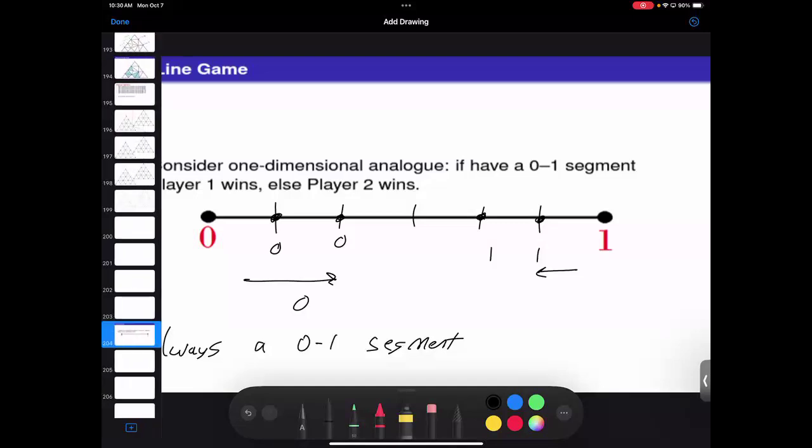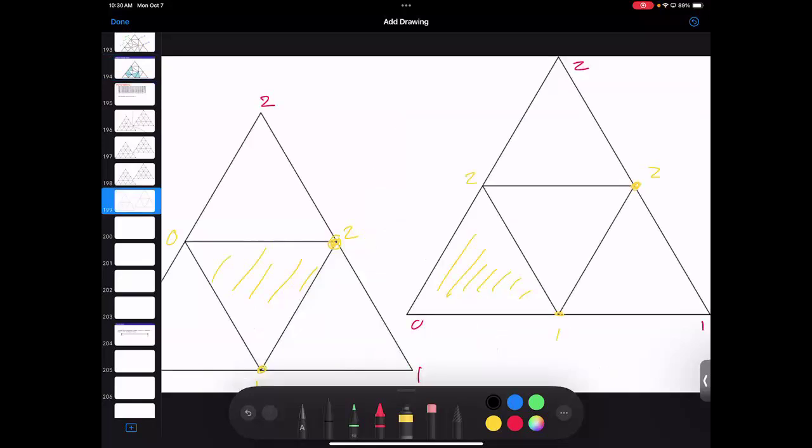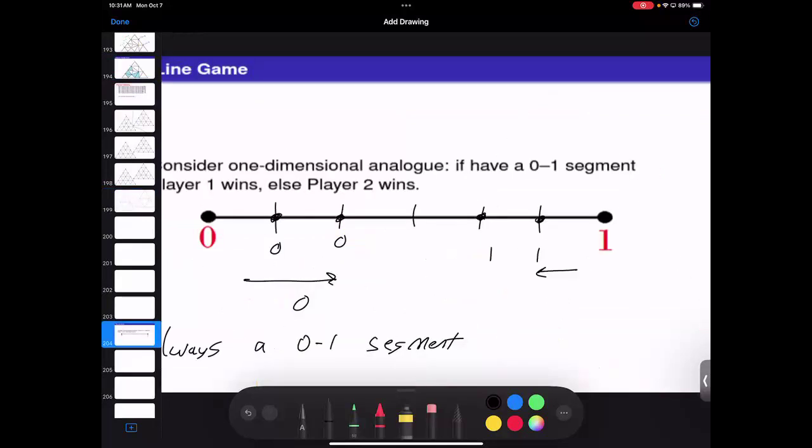Let's look at some of the other data we have. How many 0,1,2 triangles did we have here? 5. How many did we have here? That's not a lot of data points. We have 1 and 5. Prime number? 1's not prime. Isn't it odd? Oh, you're right. So it is always an odd number. The number of 0,1 segments is always odd. The number of 0,1,2 triangles is always odd.